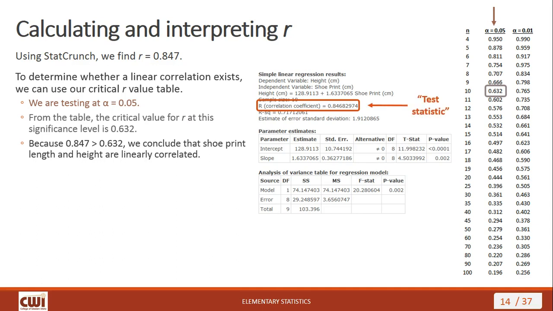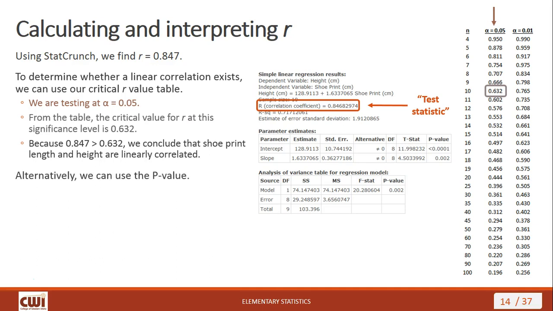This R value becomes a sort of quote-unquote test statistic that we compare with our critical value to then make a conclusion whether we have sufficient evidence to support a claim of linear correlation, or we fail to reject H naught, in which case we have insufficient evidence to support a claim of linear correlation.